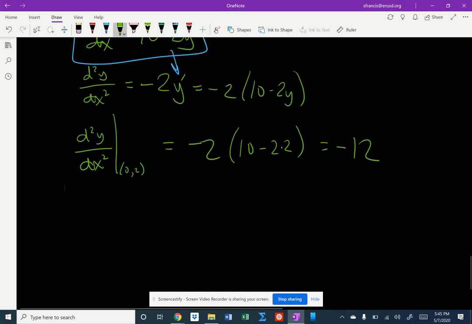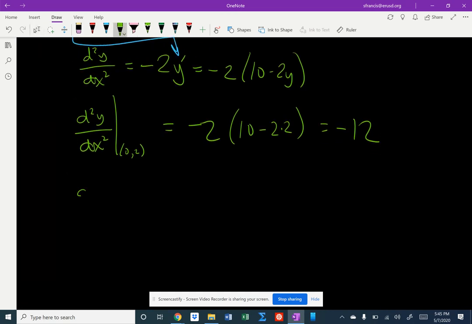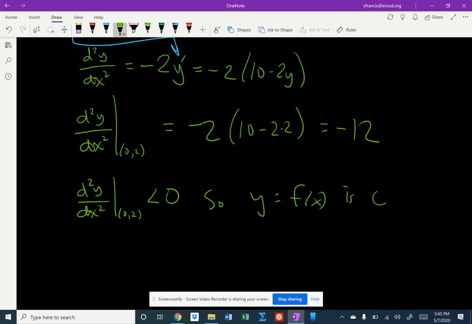And since negative 12 is less than 0, the second derivative of y with respect to x at 0, 2 is less than 0. So y equals f of x is concave downward at 0, 2. Pretty straightforward.